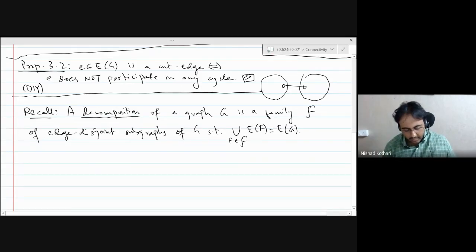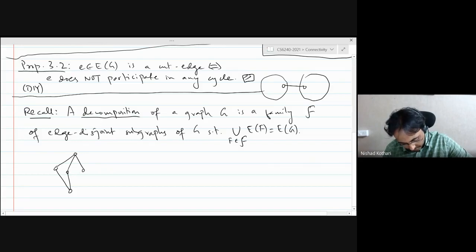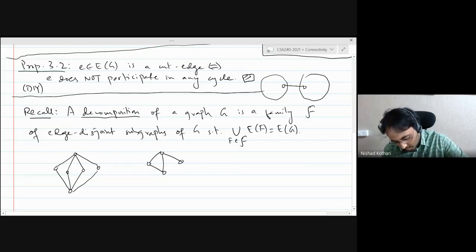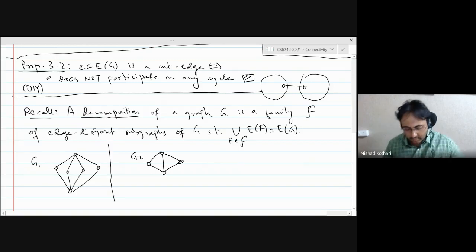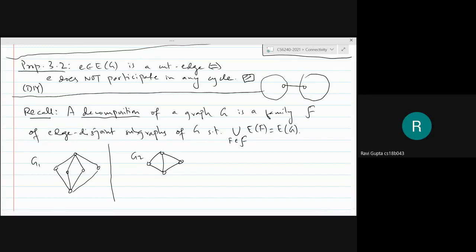And in particular, we talked about cycle decompositions. What is a cycle decomposition? It's a decomposition in which all of the subgraphs are cycles. I think this is the example I'd used earlier, so let me just use the same example now. Here are two graphs, and one of them has a cycle decomposition, one of them does not. Can anyone tell me which one has a cycle decomposition and which one does not? We have already seen this before. G1 does and G2 doesn't.